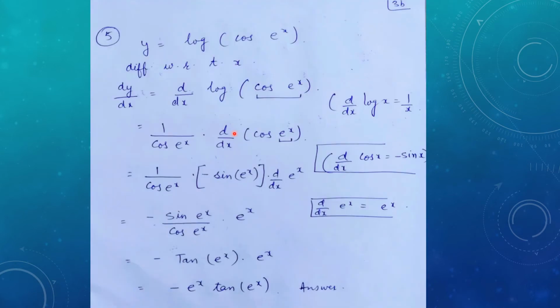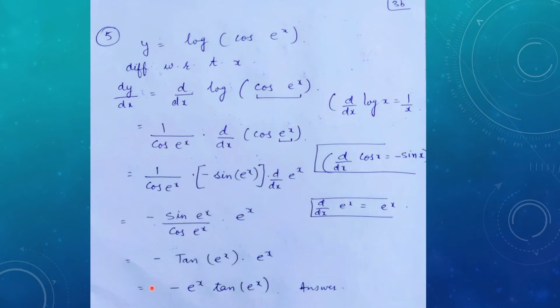Moving further, question number 5: y is equal to log of cos of e power x. Differentiating with respect to x, we get dy by dx is equal to d by dx log of cos of e power x. Again a formula: the derivative of log x is calculated as 1 upon x.